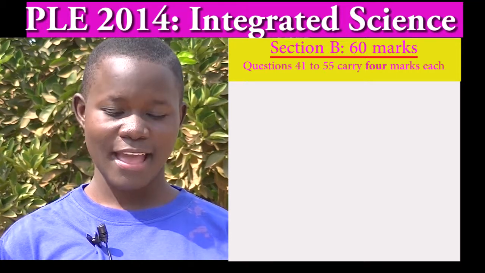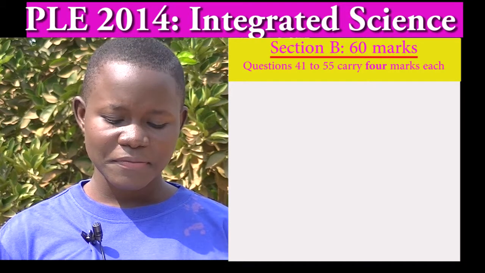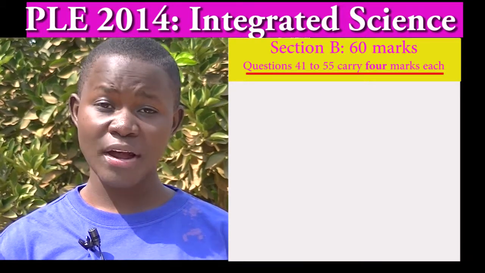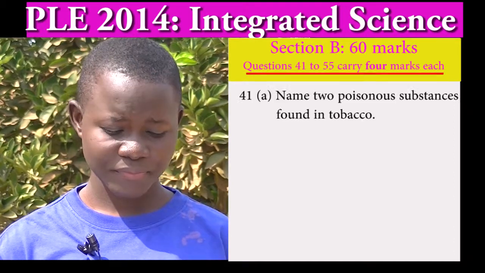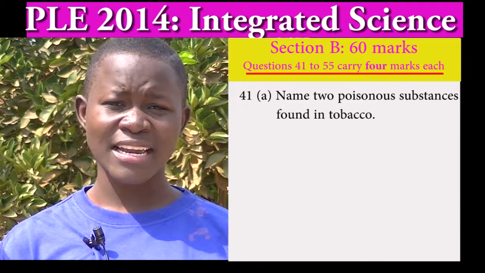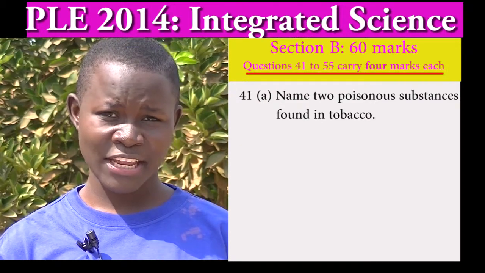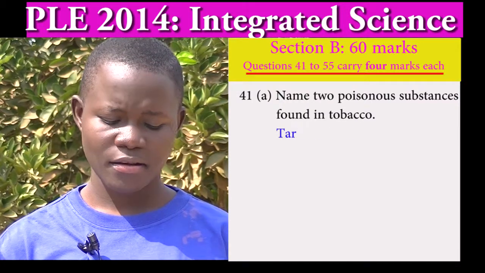Section B, 60 marks. Questions 41 to 55 carry 4 marks each. Number 41. Name 2 poisonous substances found in tobacco. Tar, nicotine.